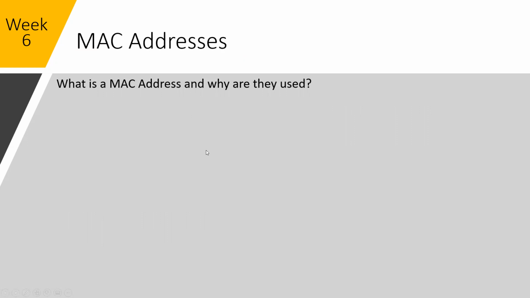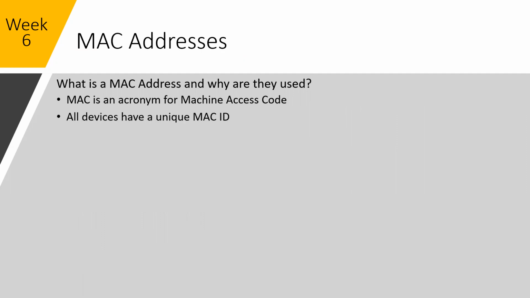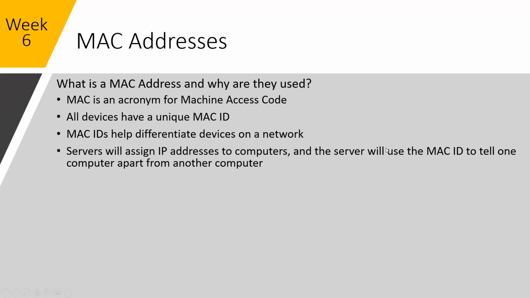So what is a MAC address and why are they used? MAC is an acronym for machine address code. All devices have a unique MAC address, typically assigned by the manufacturer. MAC addresses help differentiate devices on a network. And then servers will assign IP addresses to computers, and the server will use a MAC ID to tell one computer apart from another computer before IP addresses have been assigned.